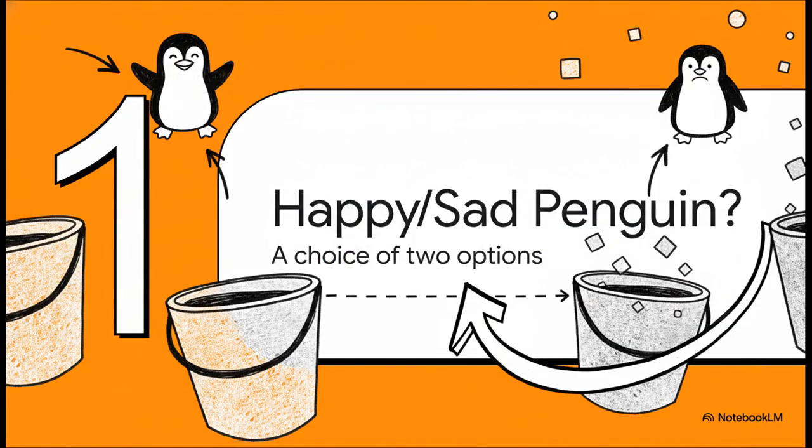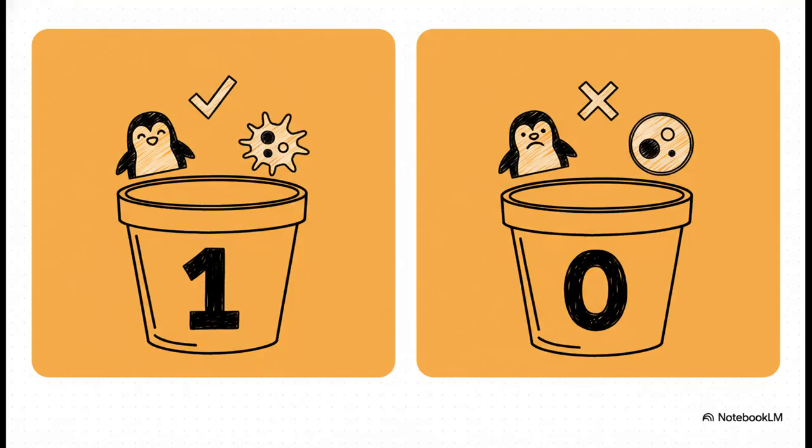All right, first things first. What are we actually trying to do here? In the world of machine learning, we call this a classification problem. And the goal is super simple. We want to teach a machine to look at any piece of information and decide which of two buckets it belongs in. Now, in machine learning speak, we usually label these buckets class 1 and class 0. So class 1 can mean yes, or that a tumor is malignant, or that our penguin is happy. And class 0 is just the opposite, no, benign, or sad.